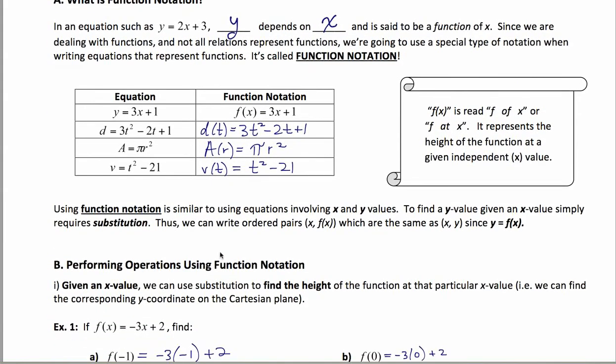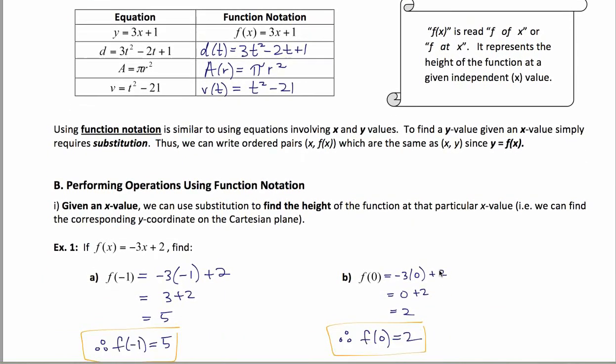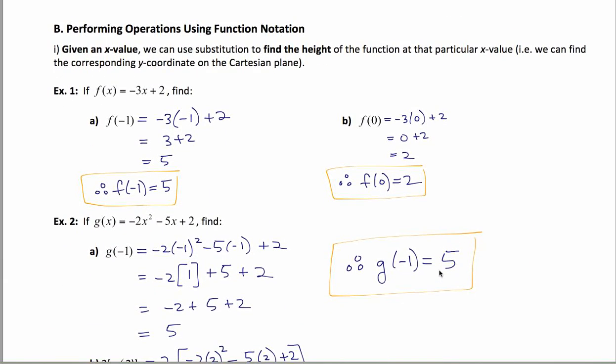Okay. So we're going to use function notation. It's similar to using x and y values. It's just that instead of x and y, it's x and f of x, since y is the new f of x. So let's see how this becomes pretty handy.